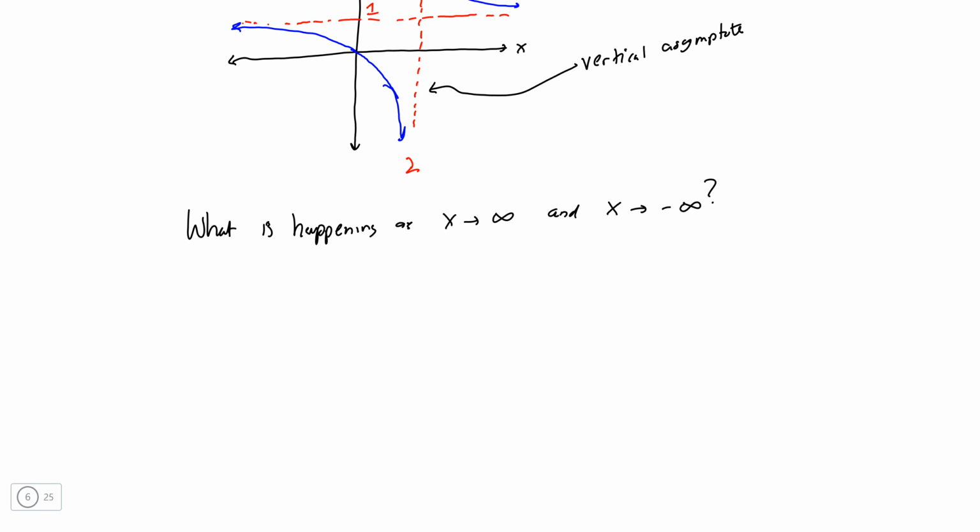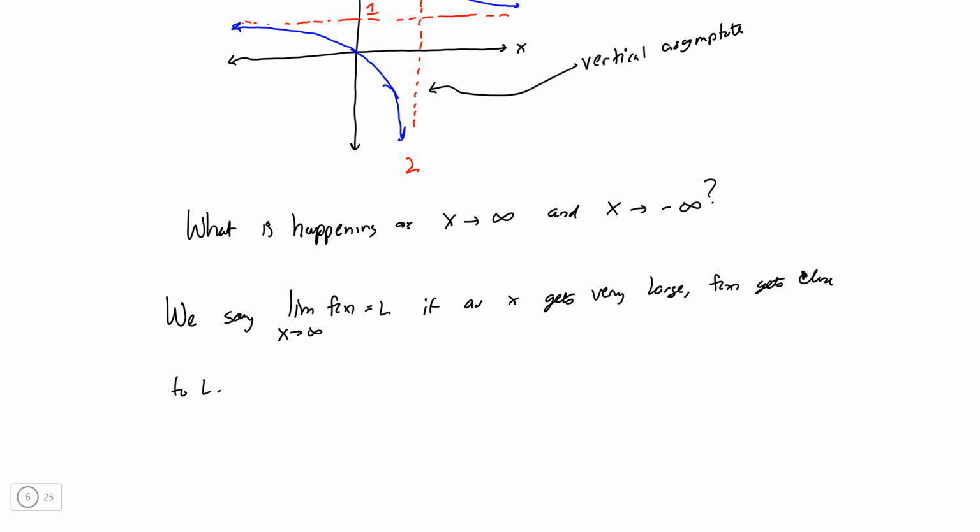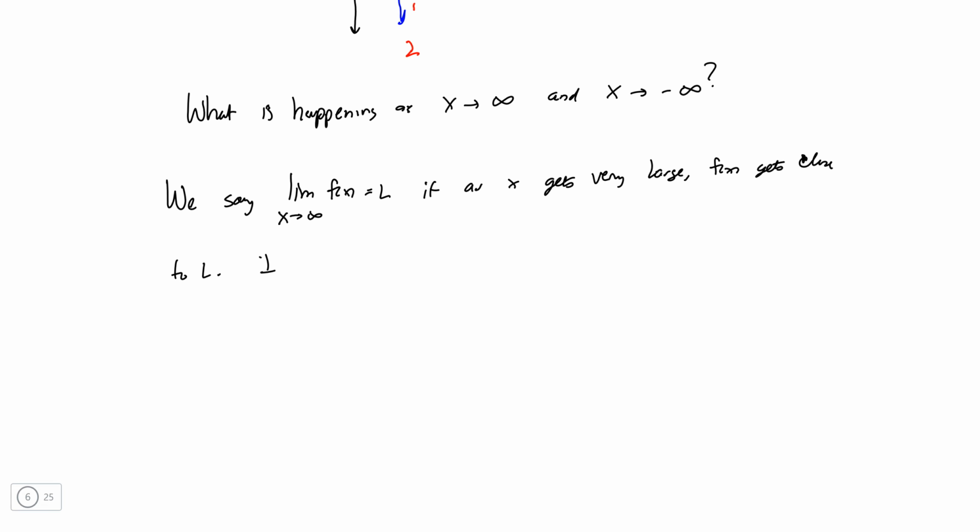Okay, so as it goes to infinity or negative infinity, so we say the limit as x goes to infinity of f of x is equal to L if as x gets very large, f of x gets close to L. Okay, and similarly for negative infinity. And in that case, we refer to y equals L as a horizontal asymptote.